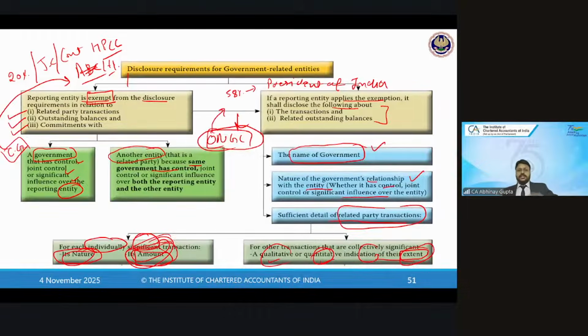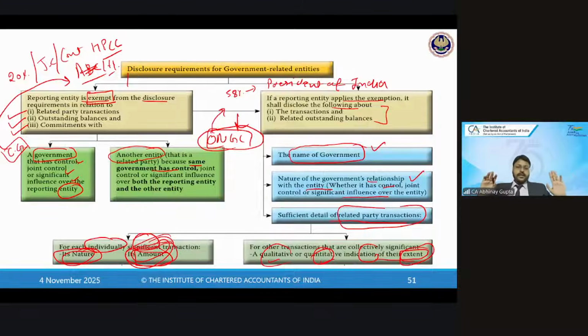So in a nutshell, what is the relaxation? The relaxation is, if we do not claim this relaxation, then the regular disclosures, right? And if we claim this relaxation, then these limited disclosures. So what is the delta between the regular and these limited disclosures? Regular disclosures will require every transaction to be reported, whether significant or not. Specific disclosures demand only significant transactions to be reported. Yes, that is one delta. Yes or no?